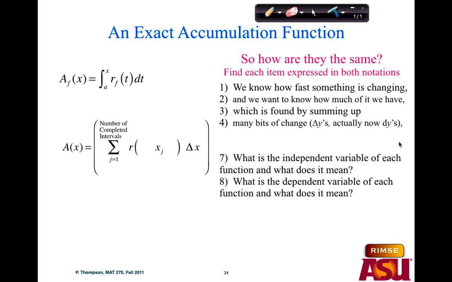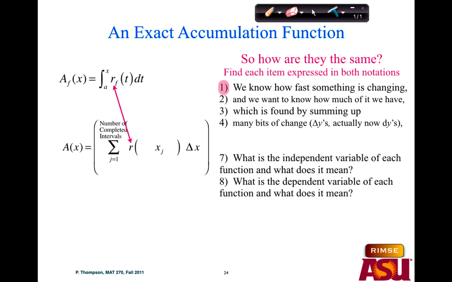All right, go. So we know how fast something is changing. Where do you see that in the first one? In our integral function, where do we see how fast something is changing? What is that? The rate of change function, right? And what about here? The approximate rate function, right? This is like our pretend step function, and this is like the actual changing rate function. That's the premise of knowing how fast something is changing.